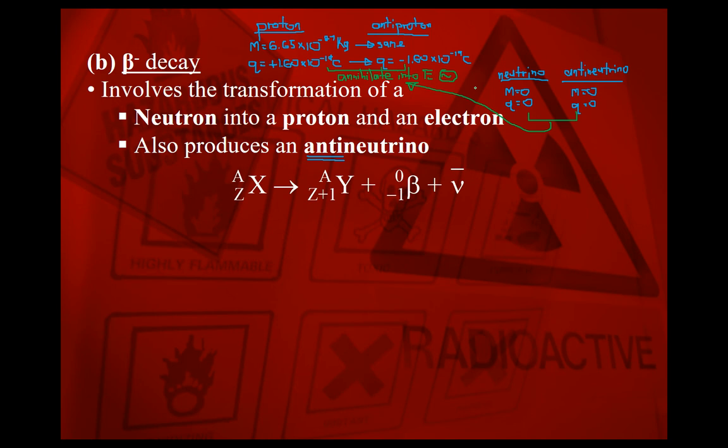We're going to include all the particles. So we'll start off with A, Z, X, that's my parent isotope. That would decay into A, Z plus 1, Y.